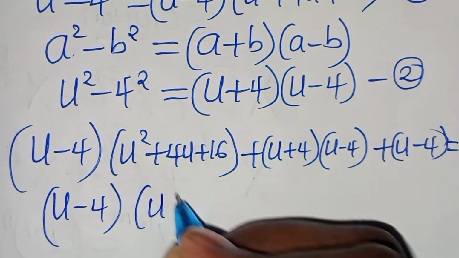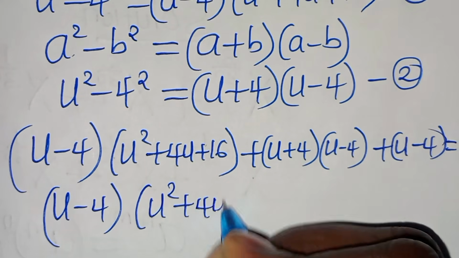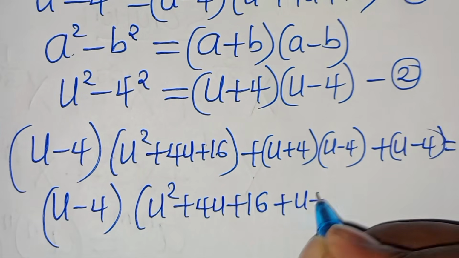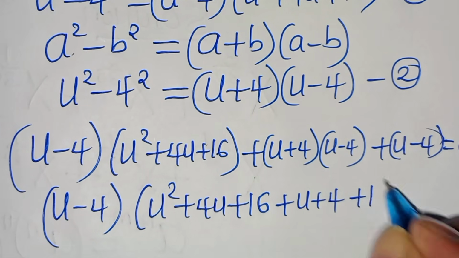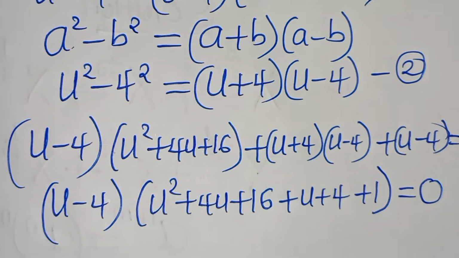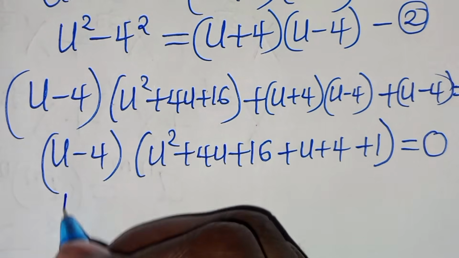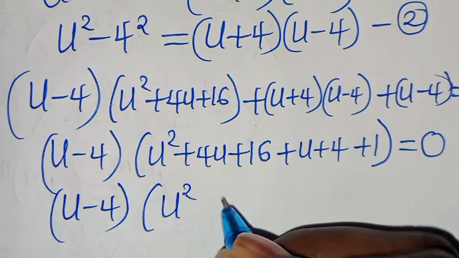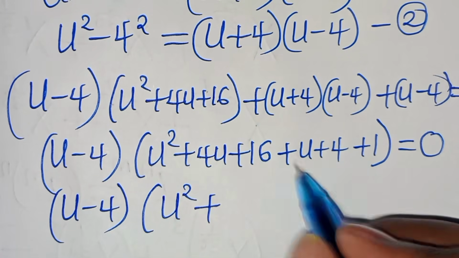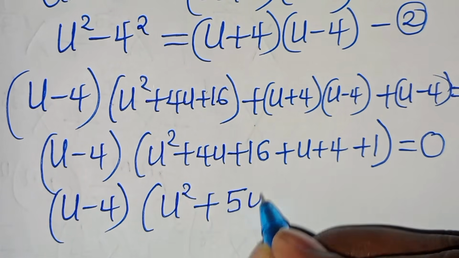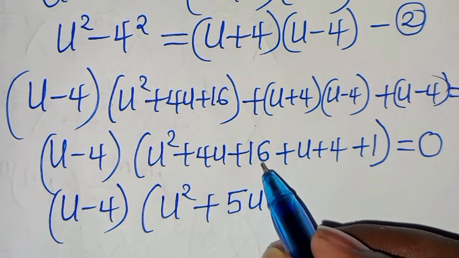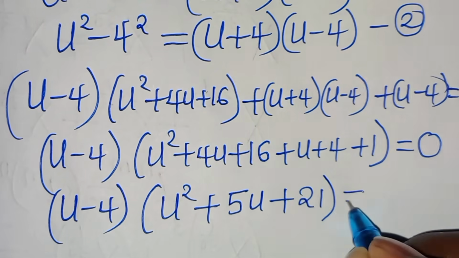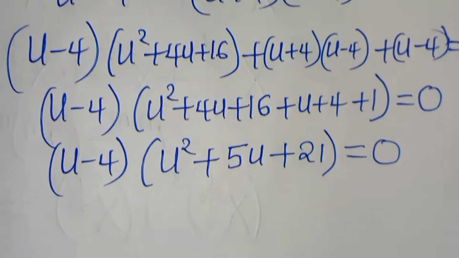u squared plus 4u plus 16, then plus u plus 4, then plus 1, close the parentheses, this is equal to 0. So this is u minus 4. This is u to the power of 2 plus 4u plus u. This is 5u. Then plus, this is 16 plus 4. This is 20 plus 1. This is 21. And this is equal to 0.